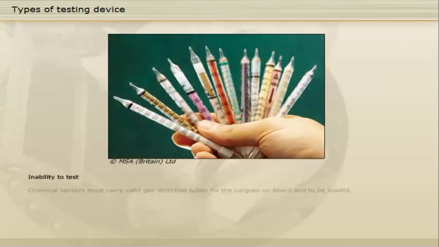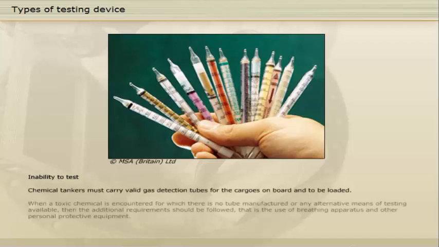Chemical tankers must carry valid gas detection tubes for the cargoes on board and to be loaded. When a toxic chemical is encountered for which there is no tube manufactured or any alternative means of testing available, then the additional requirements should be followed. That is, the use of breathing apparatus and other personal protective equipment.